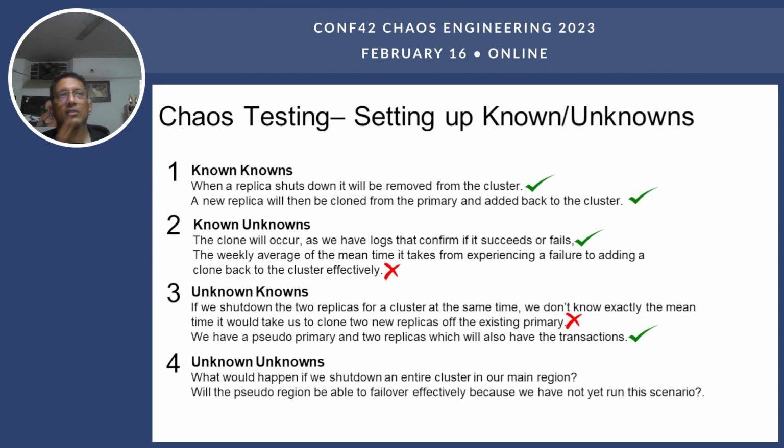Why? Because this primary, pseudo 1 and pseudo 2 are the production system. We have never tried to shut it down completely. Hence, we don't even know whether the pseudo would shut down effectively or not.